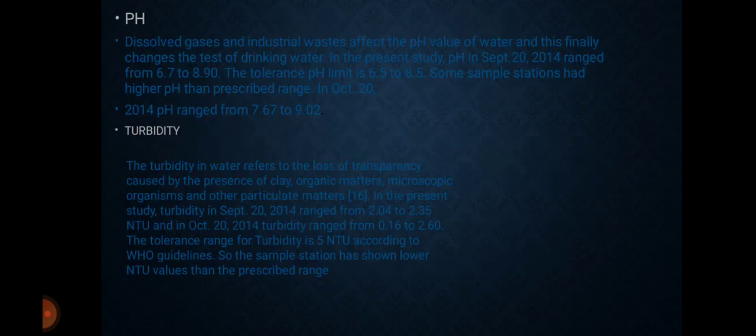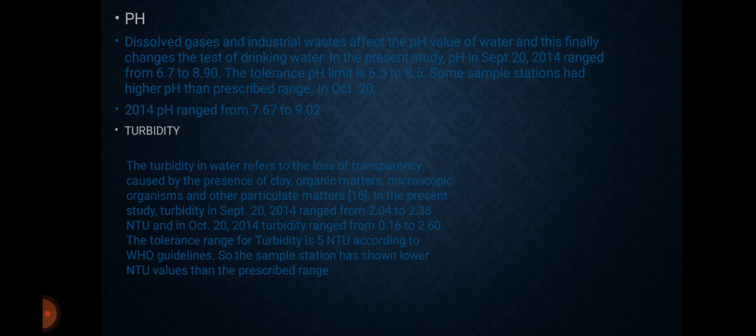pH. Dissolved gases and industrial waste affect the pH value of water, and this finally changes the taste of drinking water. In the present study, pH in September 2014 ranges from 6.7 to 8.90. The tolerance pH limit is 6.5 to 8.5. Some sample stations had higher pH than the prescribed range. In October 2014, pH ranged from 7.67 to 9.602.